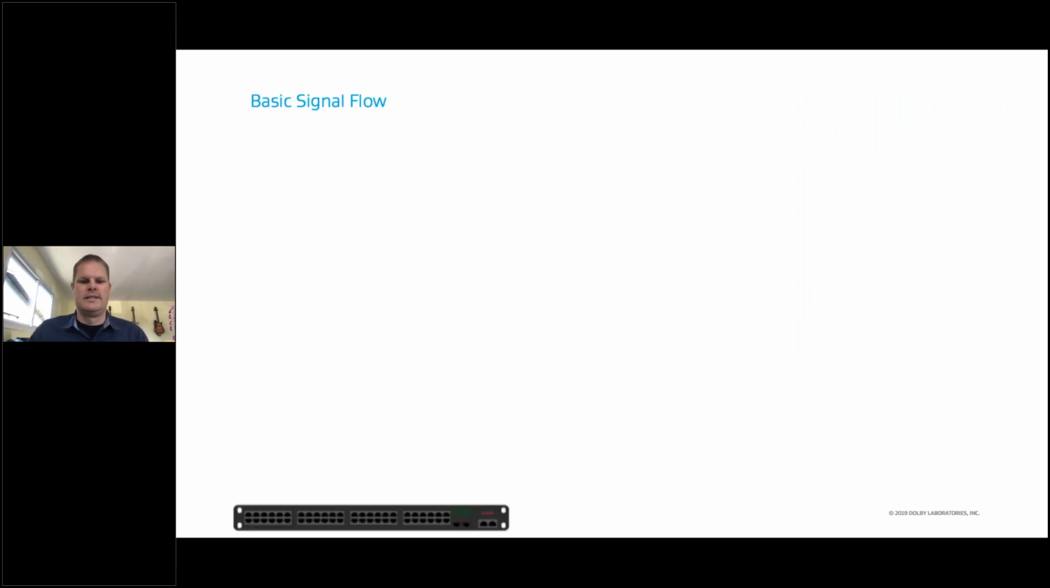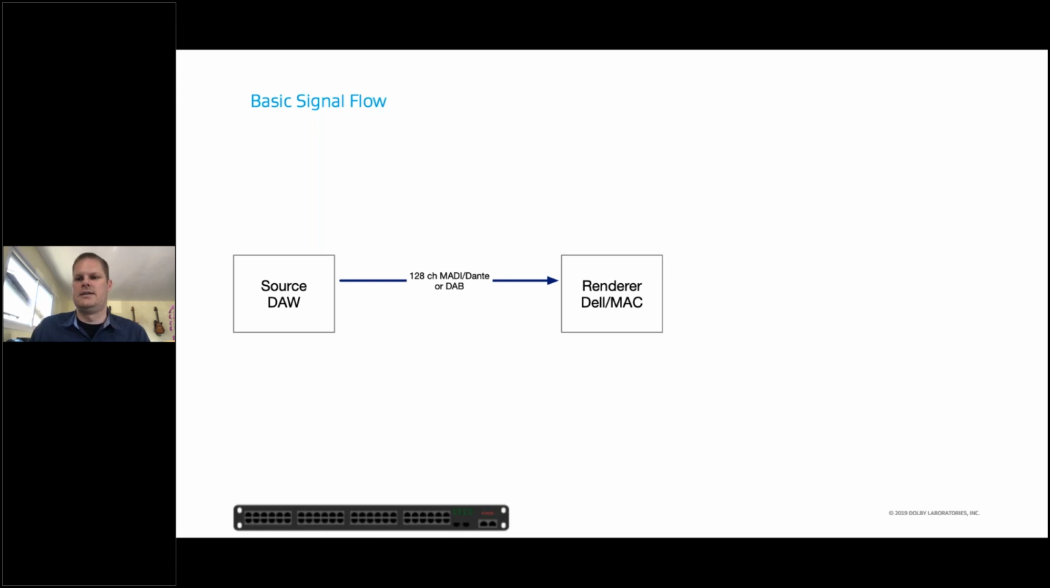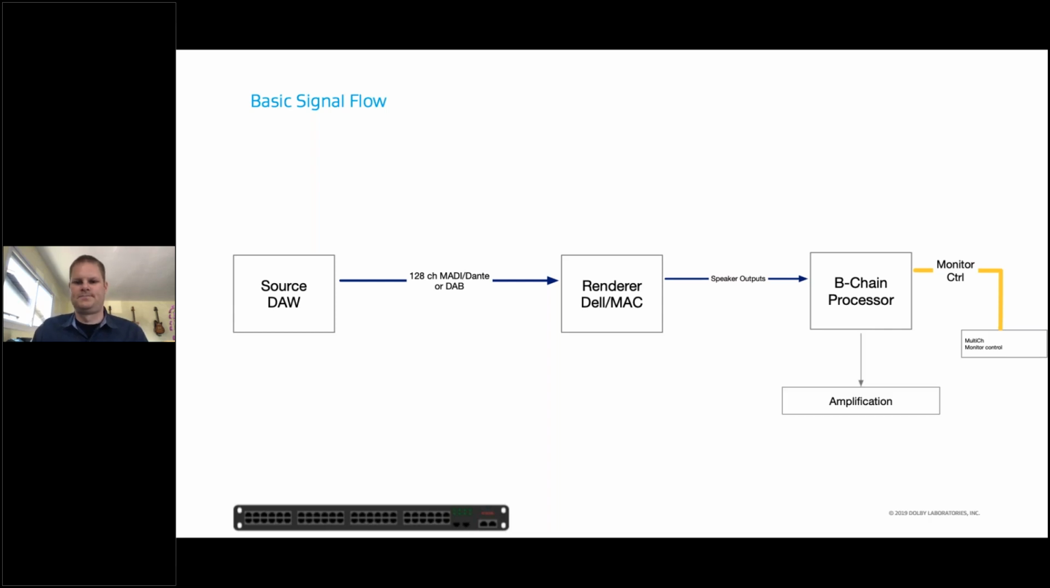So once again, just jump back to this basic signal flow diagram to recap where we've been and make sure that we're fresh in our heads. So that renderer running on a Dell or a Mac, feeding or receiving audio from a source workstation via a high density channel count IO, MADI, Dante, DAB, into your speaker outputs with a monitor controller and some amplification.